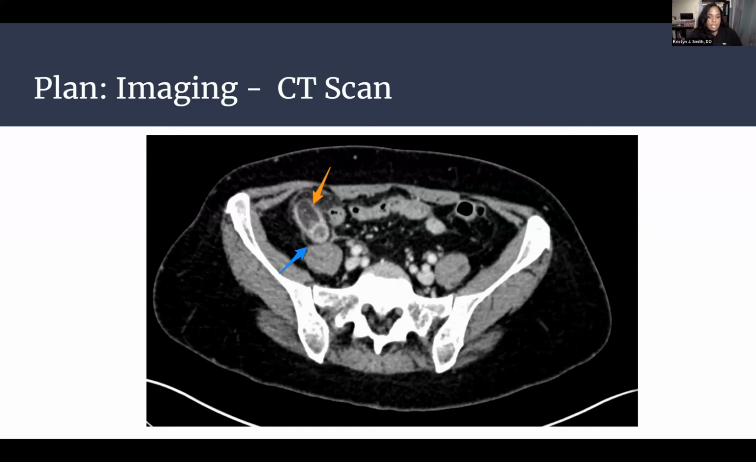MRIs of the abdomen are often used for pregnant patients. So if a patient who is pregnant comes in with right lower quadrant pain and you have clinical concern for appendicitis, but their workup is equivocal, and you get an ultrasound of the abdomen and that doesn't show the appendix, then you need to move forward with getting an MRI of the abdomen.